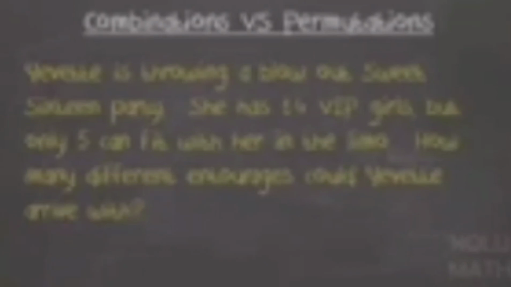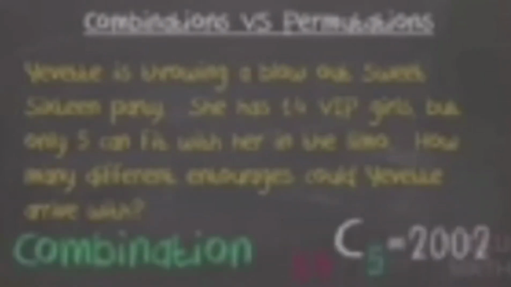Here's the example. Yvette is throwing a blowout sweet 16 party. She has 14 VIP girls, but only 5 can fit with her in the limo. How many different entourages could Yvette arrive with? Combination. 14C5 equals 2002, and that's the result.